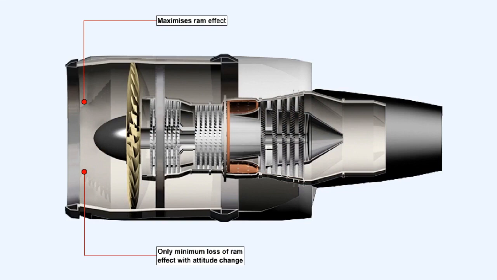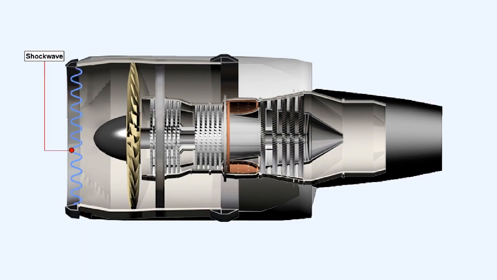The pitot type of intake maximizes the use of ram effect on the air, due to the aircraft forward speed, and suffers only a minimum loss of ram pressure as the aircraft attitude changes. However, the efficiency of the pitot type of engine air intake reduces as the aircraft approaches sonic speed. This is due to the formation of a shock wave at the engine intake lip.